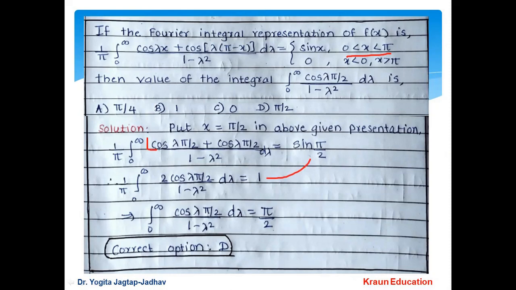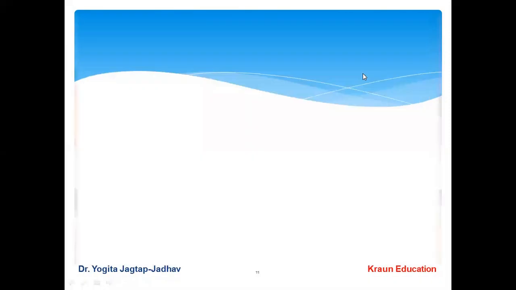Also, when we add these two terms together, these are identical terms, therefore it becomes 2 times cos of lambda pi by 2 upon 1 minus lambda square d lambda. Let us shift this term to the right side, and this 2 is also shifting toward the left side. It gives us pi by 2. Therefore, among the given options, D option is the correct option, that is equal to pi by 2.